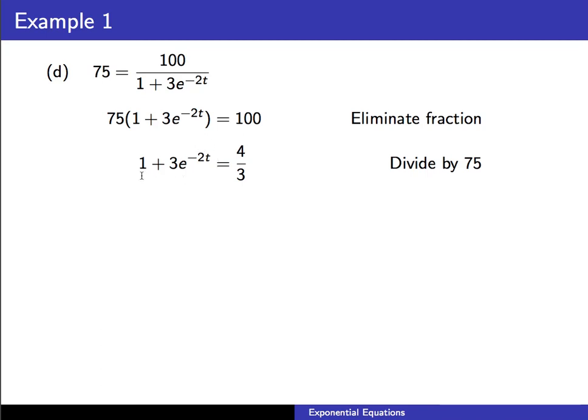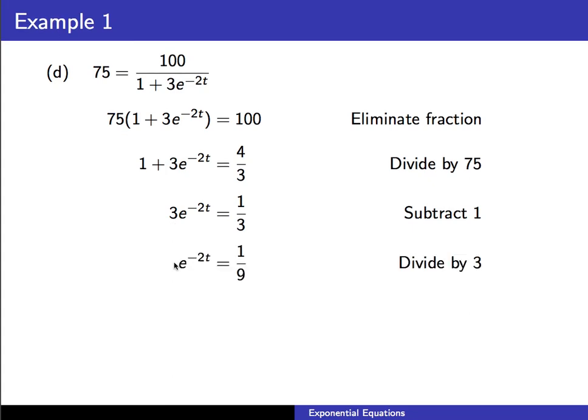We got a 1 we're adding and a 3 we're multiplying. So if we subtract the 1 from both sides, we're going to get 3e to the negative 2t equals 4/3 minus 1 is 1/3. Then dividing both sides by 3 or multiplying both sides by 1/3, we're going to get e to the negative 2t equals 1/3 times 1/3 is 1/9. So now we have an exponential expression alone.